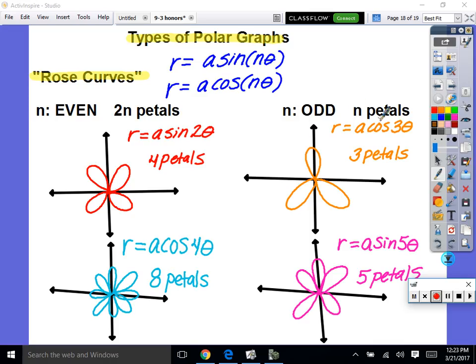If there's odd petals, then there's just n petals. So a cosine of 3 theta would be 3 petals. And r is equal to a sine of 5 theta, there's going to be 5 petals. And once again, our a will be how far out we go. So if a is 10, we would be out to our 10th tick mark here on our polar axis. We're using our calculators to generate this for the most part.